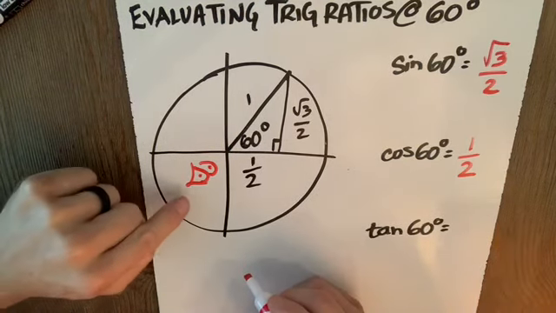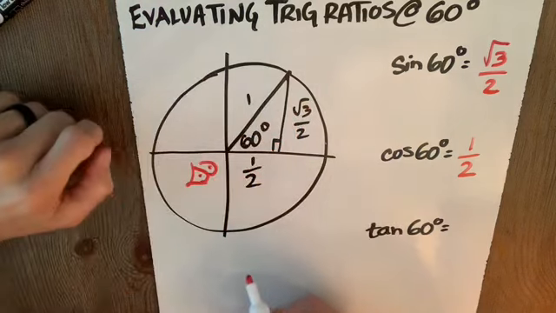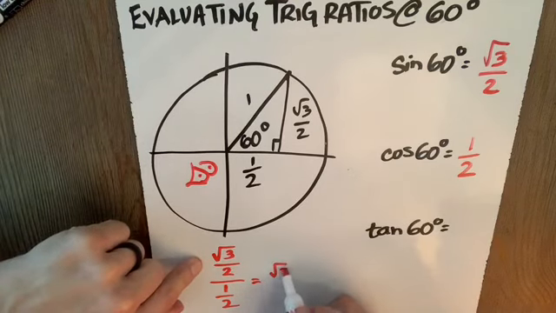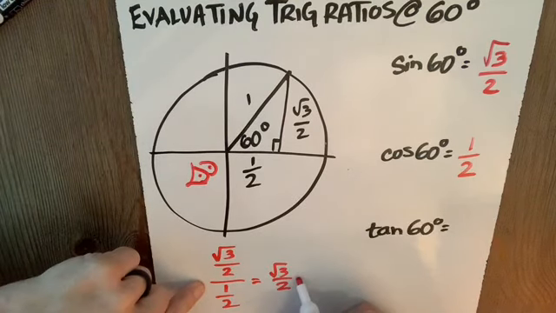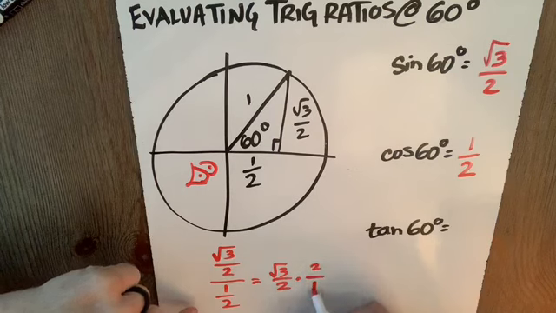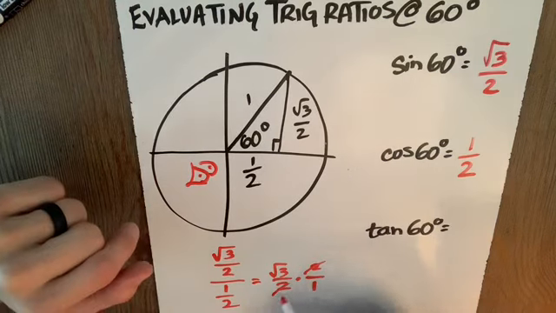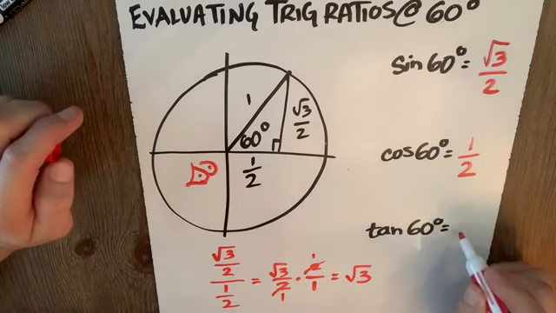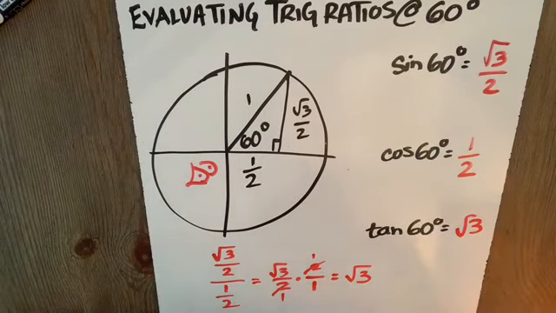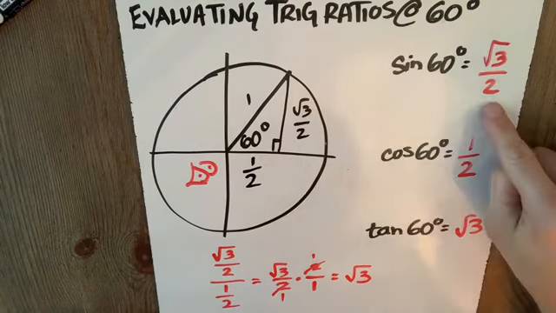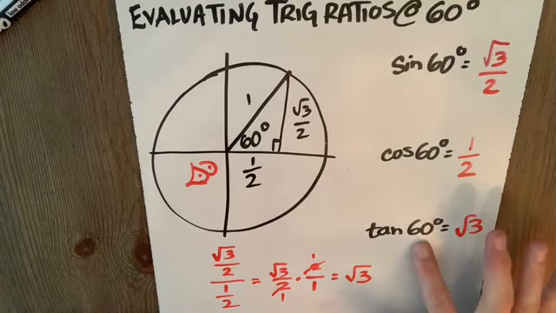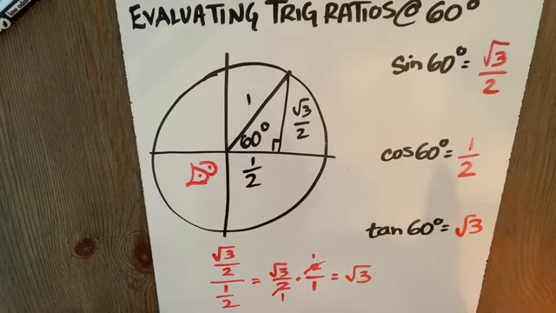Tangent of this angle will be opposite over adjacent, or root 3 over 2 divided by 1/2. When we keep the numerator, change division to multiplication, and flip the denominator, cancel, cancel. 2 goes into 2 once, so it's not that those go to 0, they go to 1. I get root 3. And again, here's our idea. Sine of an angle is a ratio. Cosine of an angle is a ratio. Tangent of an angle, you guessed it, a ratio. We were hunting for these ratios.